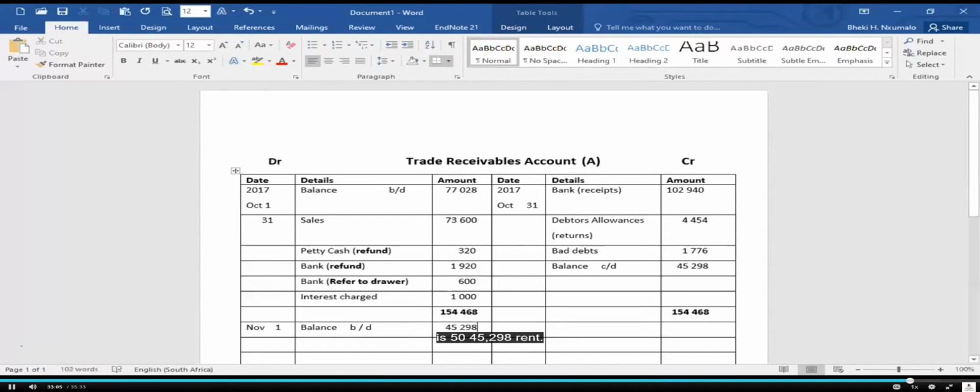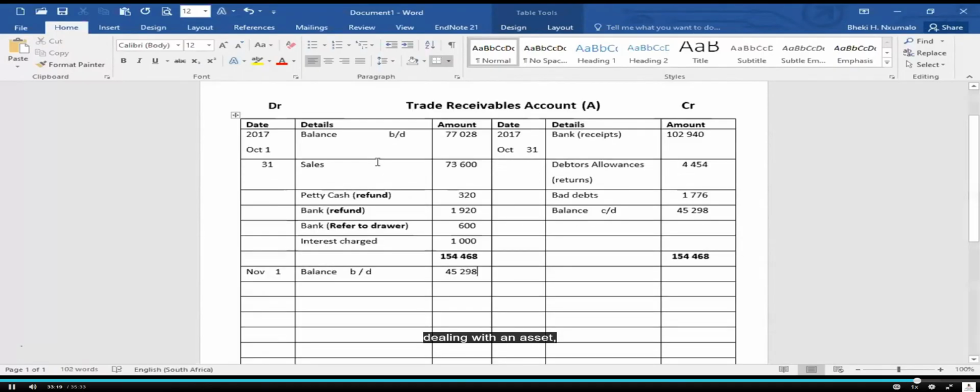Always remember, we are dealing with an asset. Always your balance should be on the debit side. As you see, at the beginning of the current month, they owed us 77,028. At least we received some cash, and now they are owing the business 45,298. Always when we deal with debtors, they will owe you. There are those who won't pay. You try to trace them. They won't pay, then you write them off. In this case, we have written off 1,776. That is what we have written off in the current month. So this is how we show the T account in the ledger.